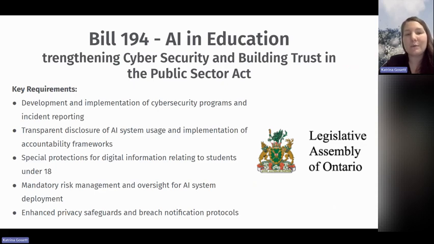The bill creates three main requirements that will affect our daily operations. So the first is we'll need to enhance cybersecurity programs and incident reporting protocols. Second, we need detailed documentation and oversight of AI system usage, and that means our app approval process will likely become more rigorous, especially for AI tools. And thirdly, the bill introduces special protections for digital information about students under 18.